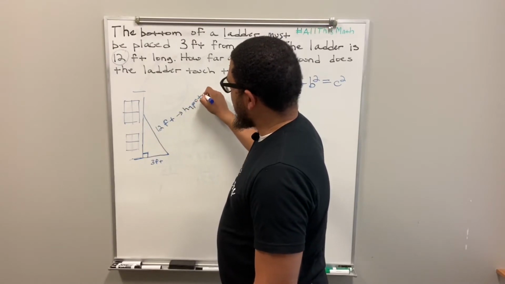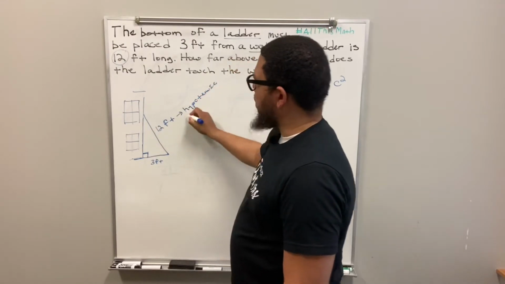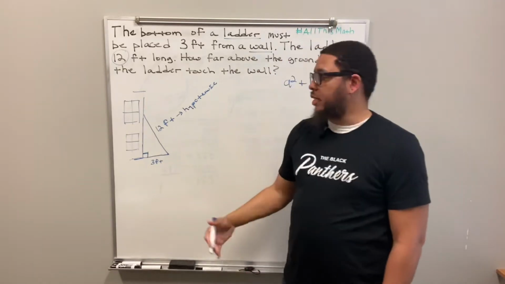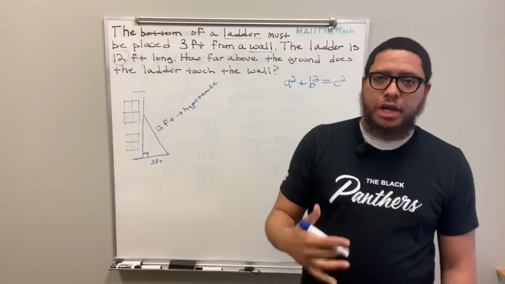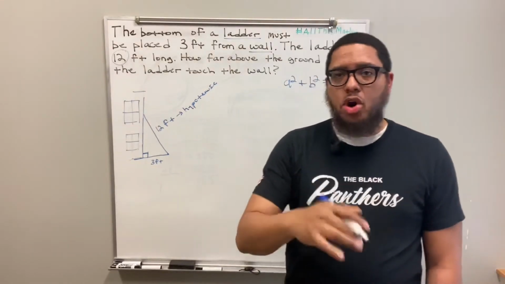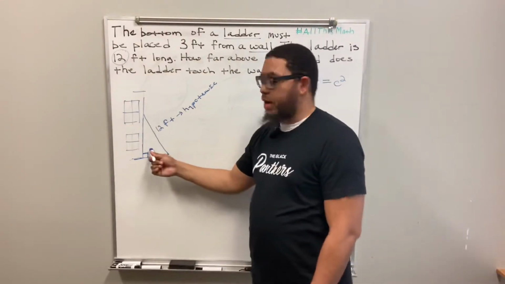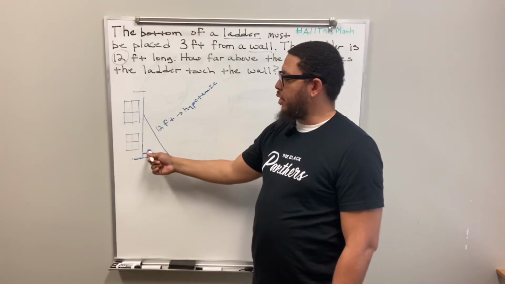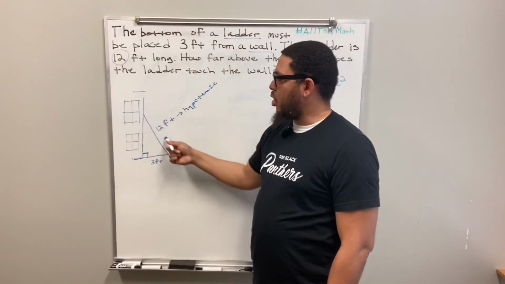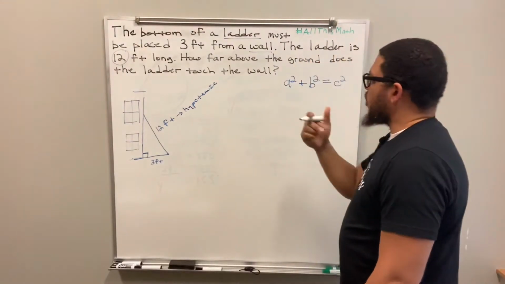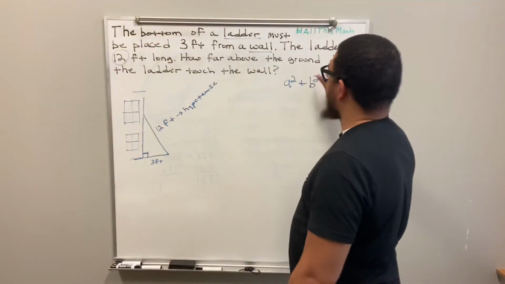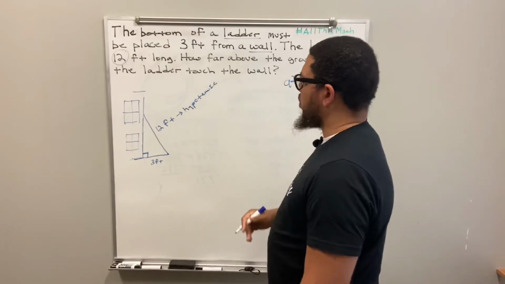And since this is the right angle, we know that this is the hypotenuse. If you're not familiar with what a hypotenuse is, get familiar with it, because the hypotenuse is a couple of things. It's always the longest side in any right triangle, and it's always located across from the right angle. So here's the right angle, and here's the hypotenuse, across from the right angle.